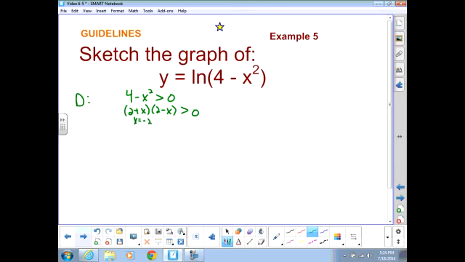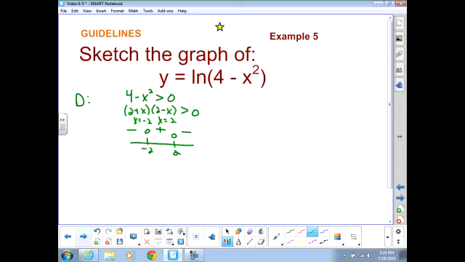Our key numbers are at negative 2 and 2 when we put them on a number line. You did a lot of these in trig, the first half of trig. We'll have open circles because it's a greater than. When you plug in something like negative 10, you'll get a negative times a positive, which is a negative. When you plug in something like 0, you'll get 2 times 2, which is a positive. And when you plug in something like 10, you'll get a positive times a negative, which is a negative.